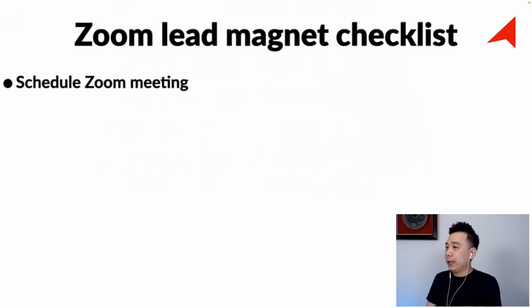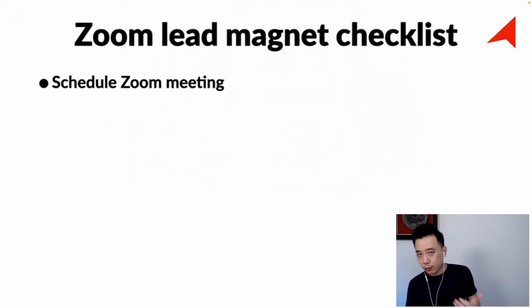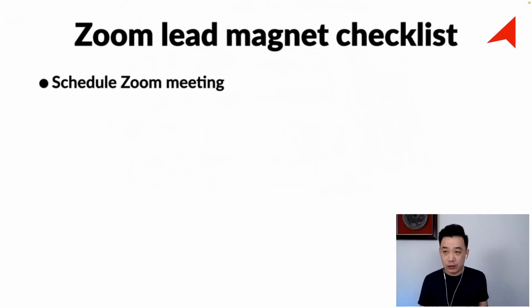So basically, the first thing you need to do when you're building a Zoom lead magnet checklist is schedule a Zoom meeting first. Once you schedule the Zoom meeting, it will become available in your calendar. And eventually you'll be able to use the calendar link to fill into the emails and all this kind of stuff. Once I schedule a Zoom meeting, the Zoom link will become available.